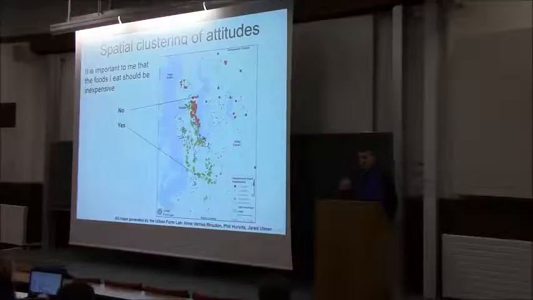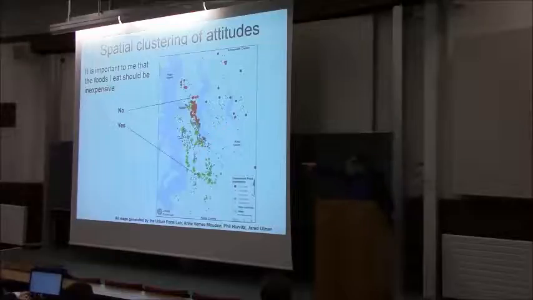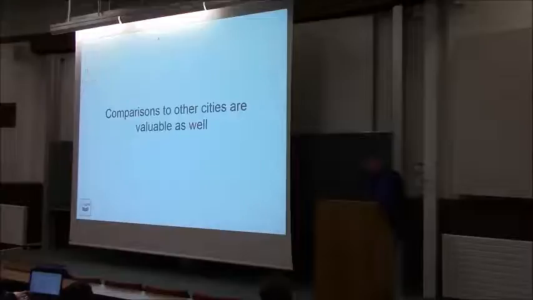So these are many, many ways of looking at the data, going all the way from regression to clustering analysis. And again, we see where the people are who want their food to be cheap, South County, and people who don't care live around the lake.